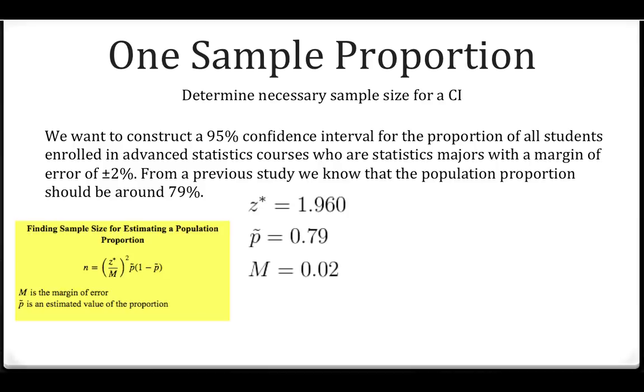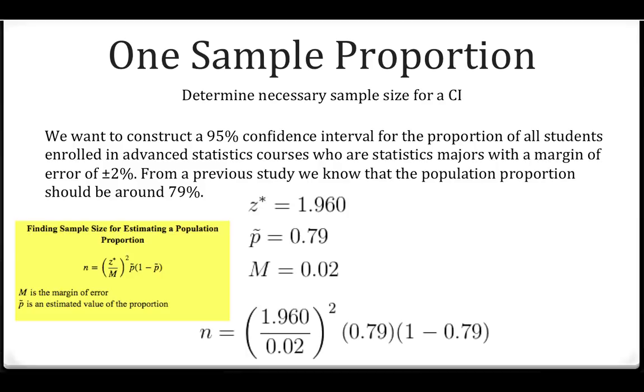We plug these values into our formula, and we find n equals 1,593.304. In this case, we're going to round up. You always want to round up to be more conservative when estimating your necessary sample size, so we would obtain a minimum sample size of 1,594.